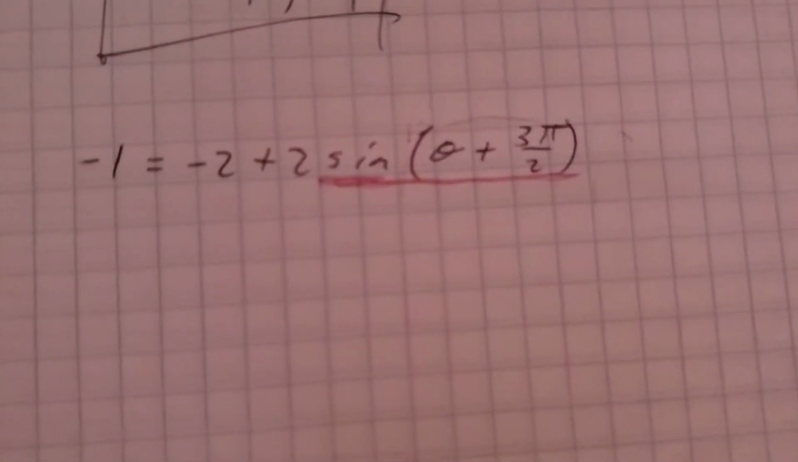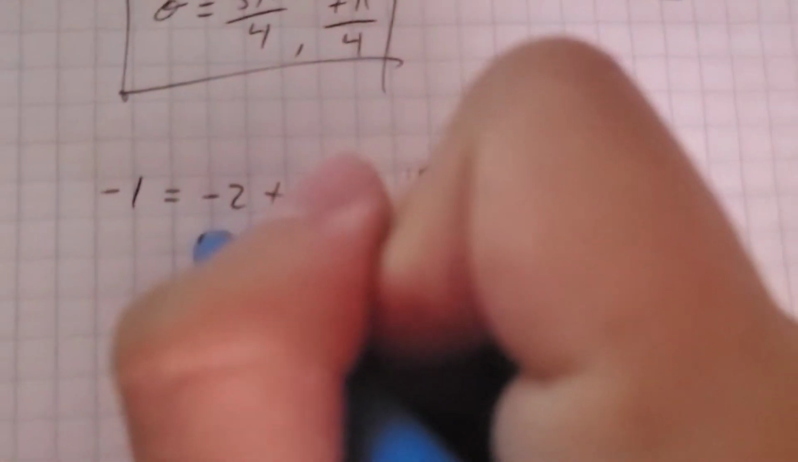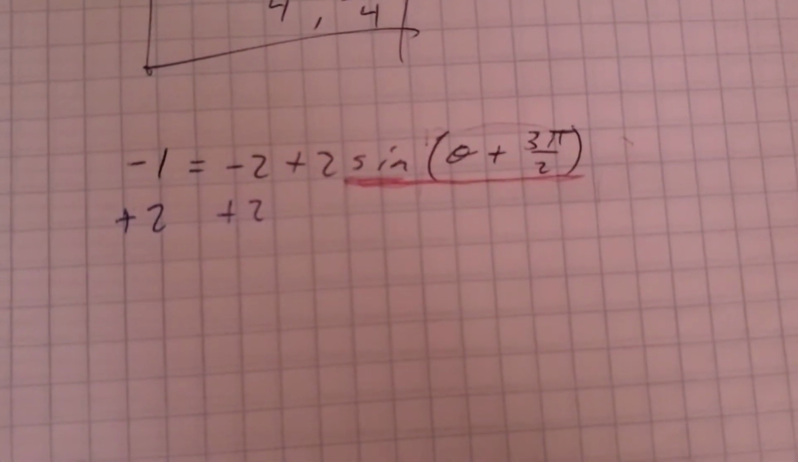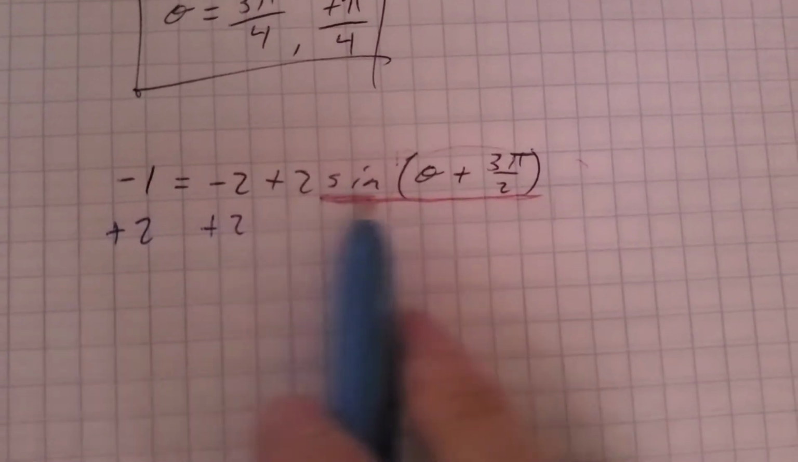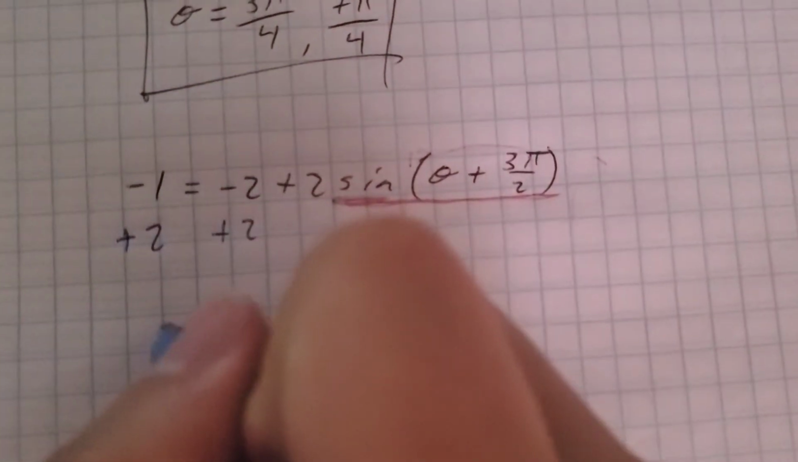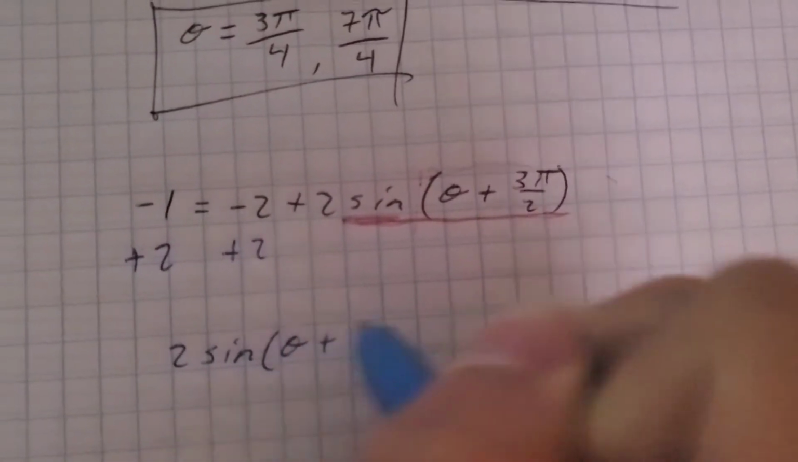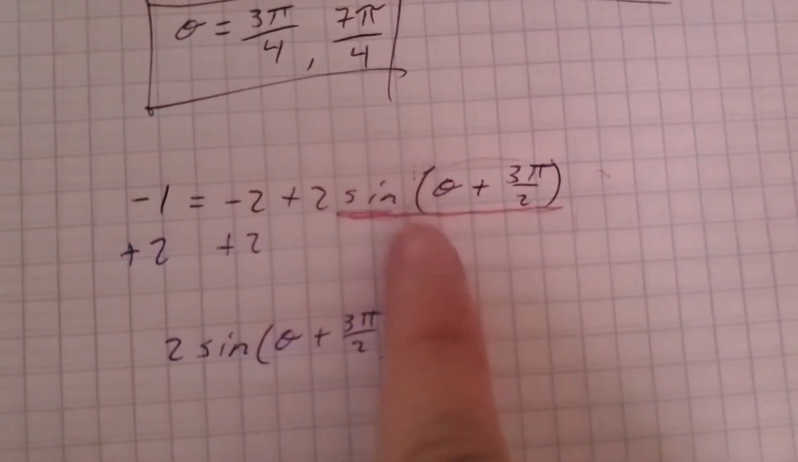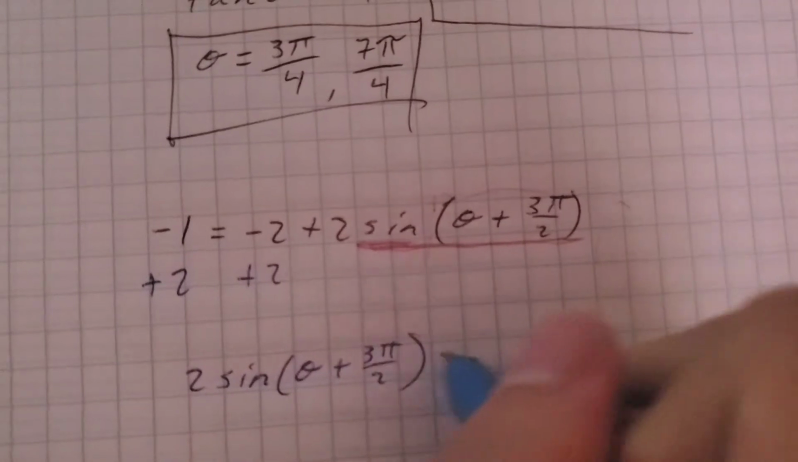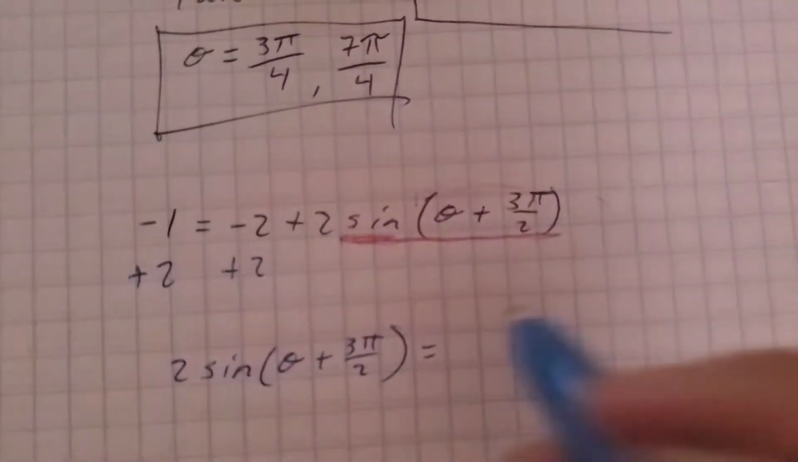So my first thing to do is to start by taking the -2 and add it to the other side. Plus 2 on both sides. Okay, I'm gonna rewrite everything. I'm just gonna put this whole thing on the left side, and that is 2 sine of theta plus 3 pi over 2, equals, because we took this 2 to the other side, -1 plus 2, that's just +1.